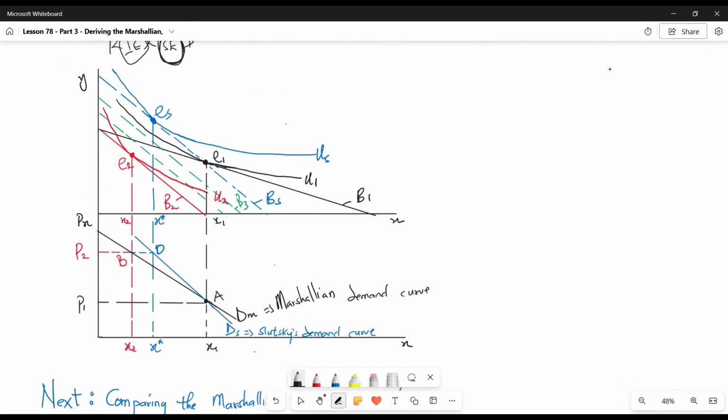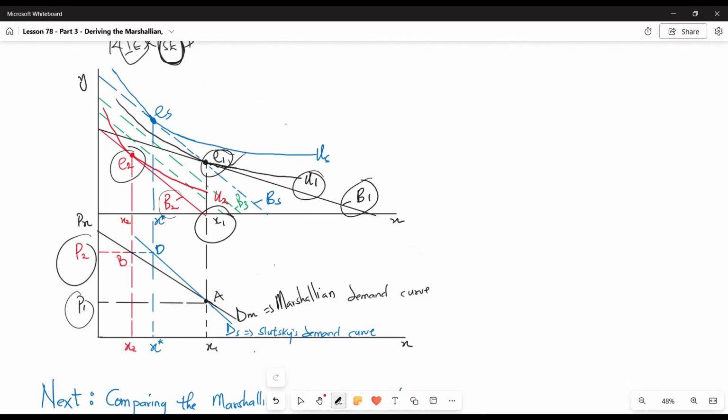To construct the Slutsky demand curve, we will start from budget line B1 and the equilibrium point E1 on indifference curve U1. The original bundle E1 contains X1 units of good X. We assume the price of X increased from P1 to P2. This moves us to a lower equilibrium point E2 on budget line B2 and indifference curve U2. So to find the Slutsky demand curve, we have to give the consumer enough income so that they can afford their original bundle E1 despite the price change.